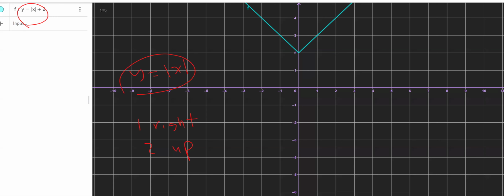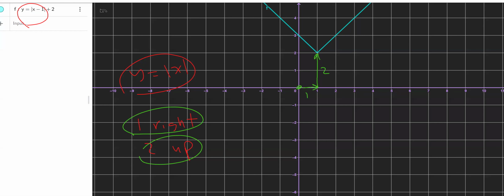1 step to the right, that means you are playing with the x-axis. So we go inside the absolute value with the x. Then we write what? If we want to move it right, we write minus for the x. So that means minus 1. As you see, this is how it goes. It was at this point, then it moves 1 step to the right, then it moves 2 steps up. So 1 right and 2 up.